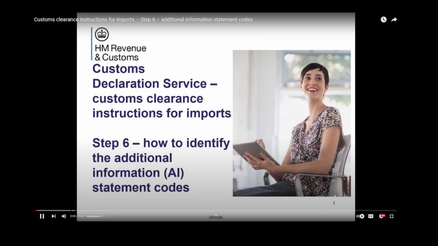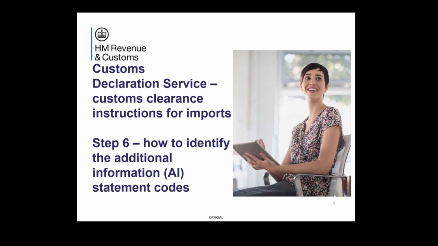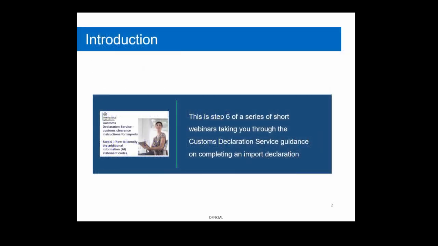Thank you for joining this short webinar showing you how to identify the additional information statement codes, also referred to as AI codes, when making an import declaration using the Customs Declaration Service. This is step 6 of a series of short webinars taking you through the Customs Declaration Service guidance on completing an import declaration.